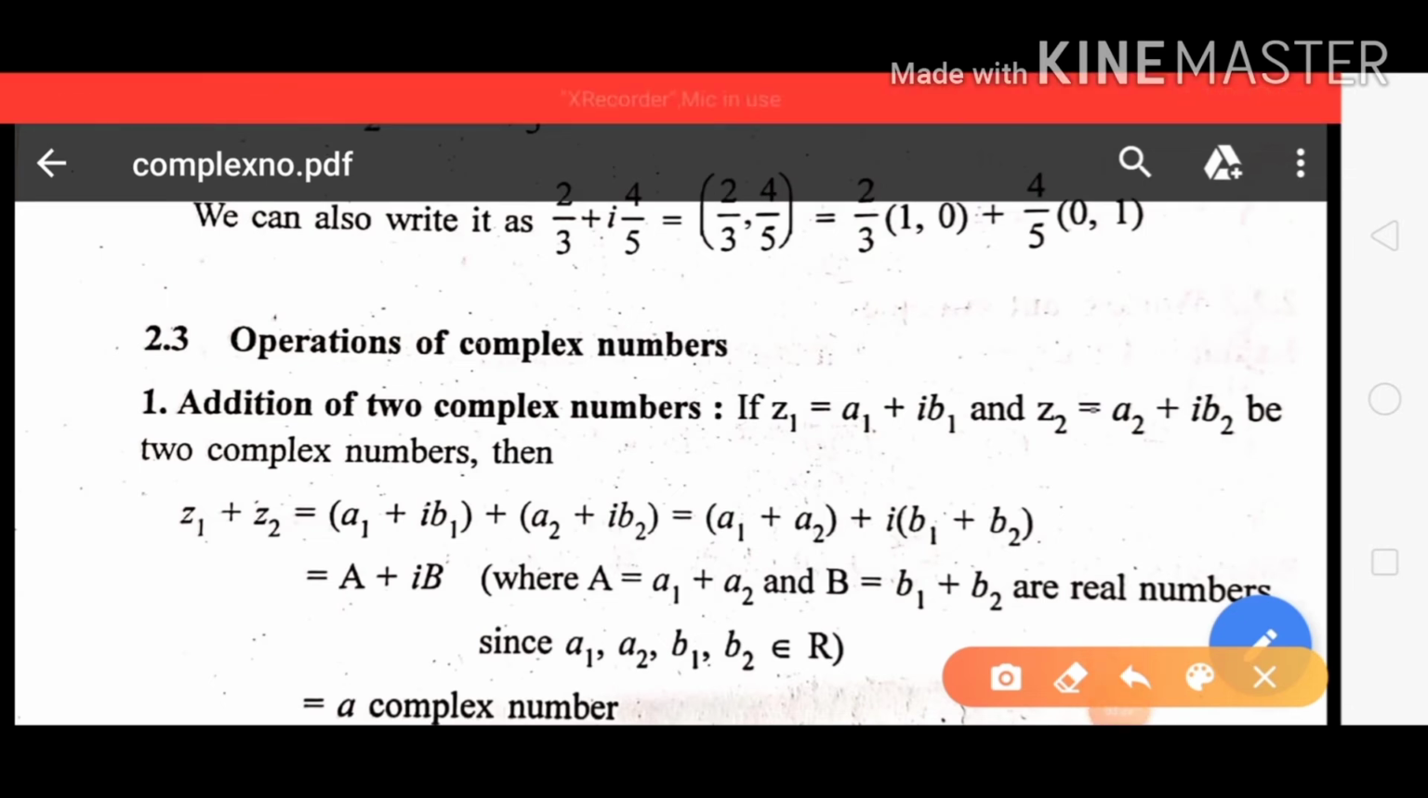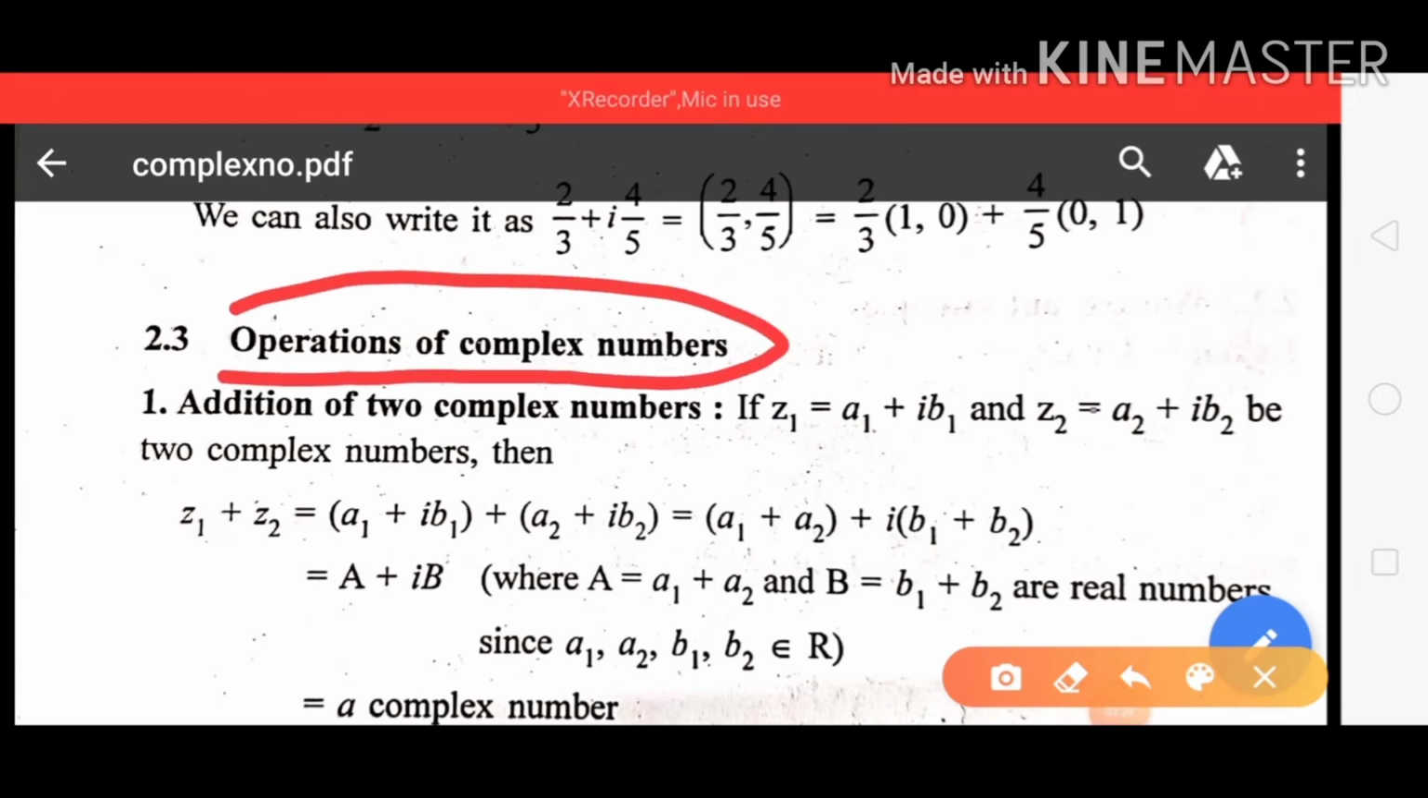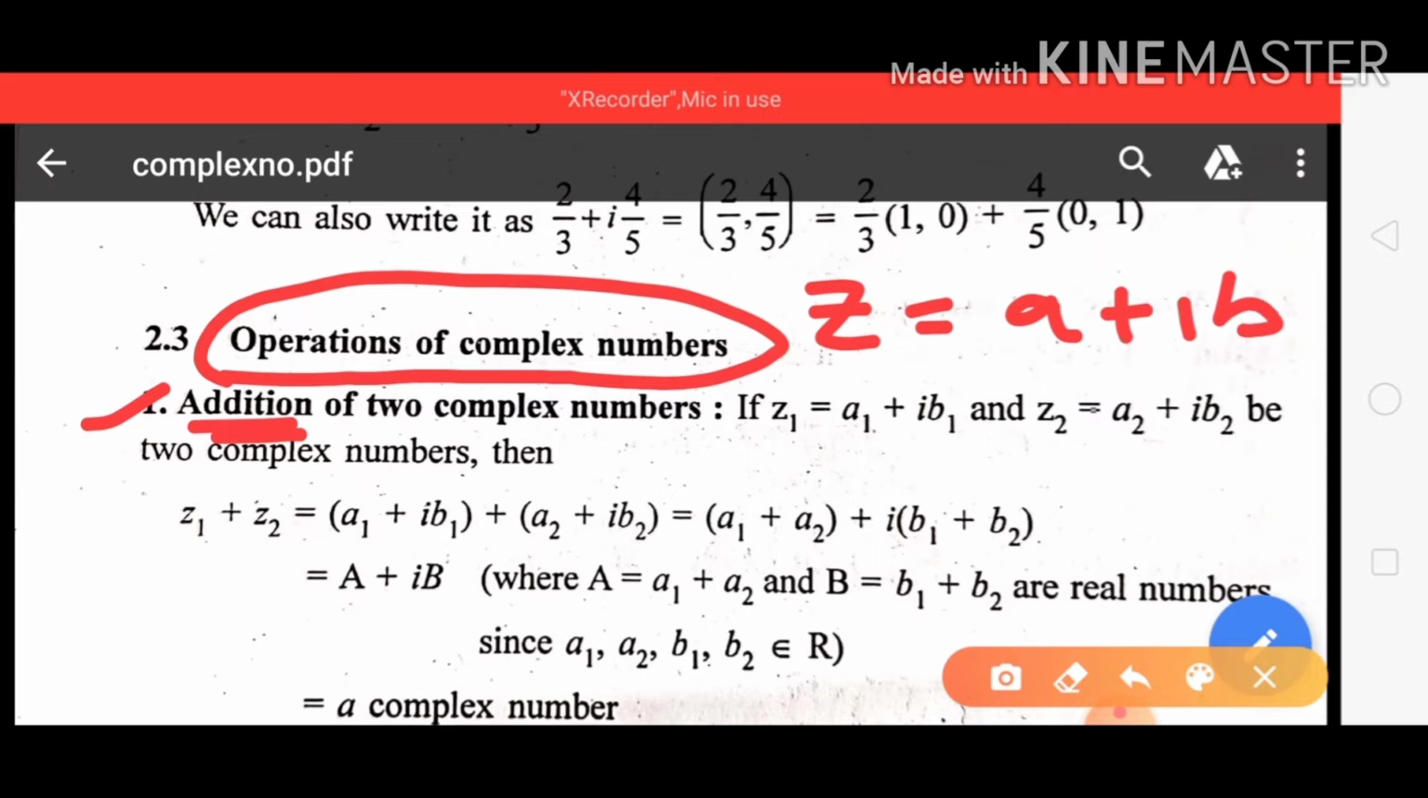There are different operations on complex numbers. The first one is addition. That means adding two complex numbers. Generally we take Z equal to a plus ib as the general form of a complex number. Now if you take z1 and z2, we write z1 equal to a1 plus ib1 and z2 equal to a2 plus ib2.